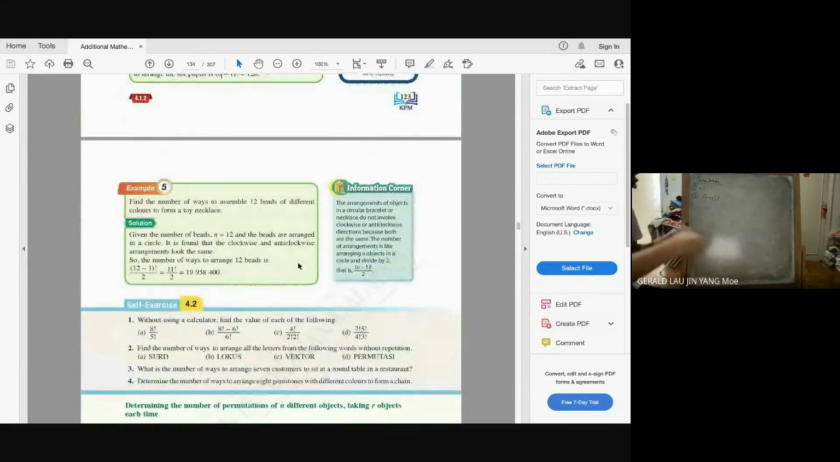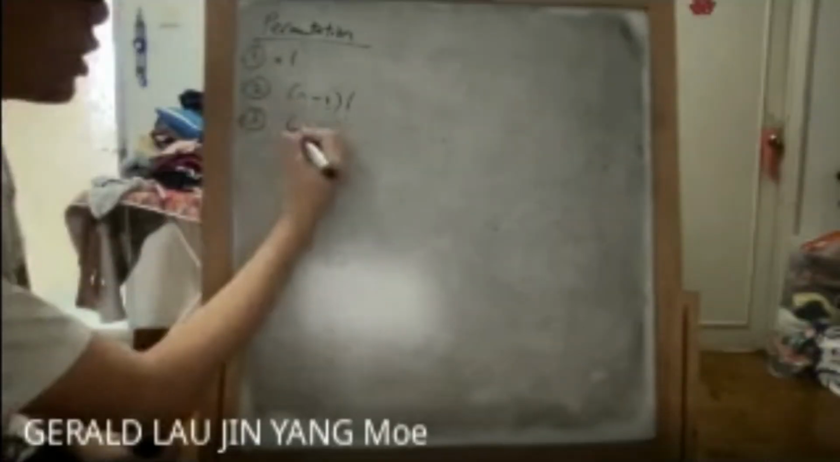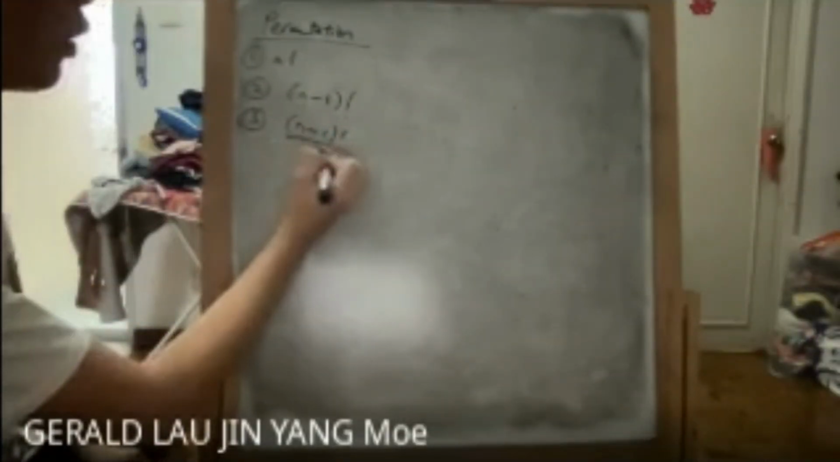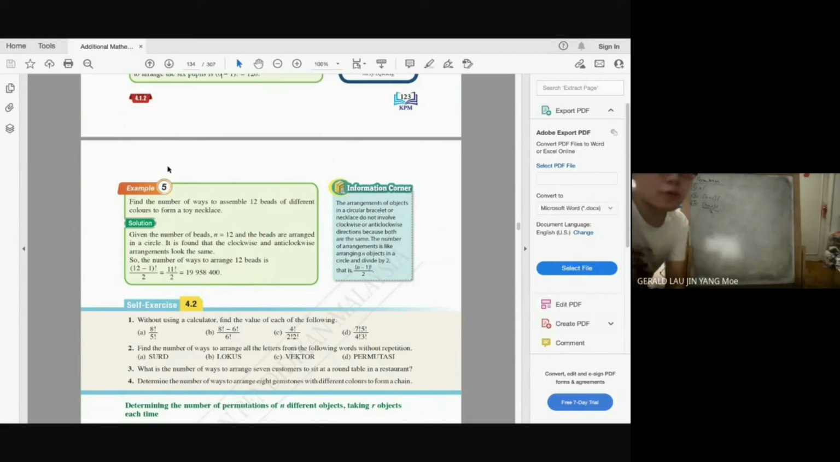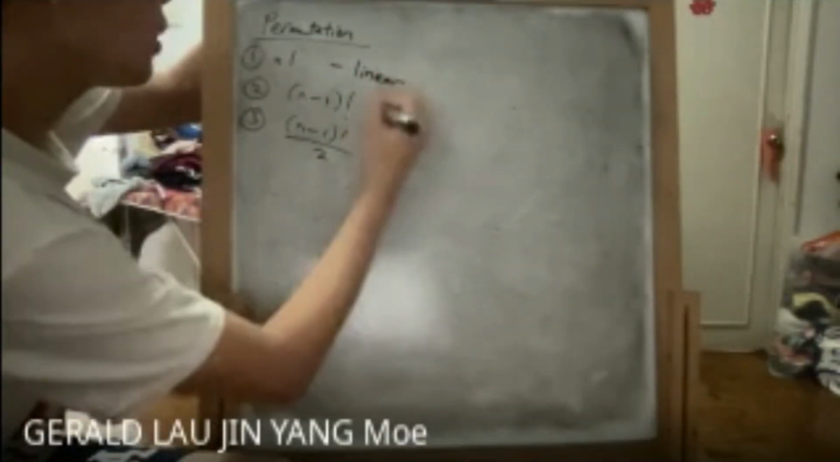But there is also another formula, which is (n minus 1) factorial, and you have to divide by 2. Why? Look at example 5: the number of ways to assemble 12 beads of different colors to form a toy necklace. When you arrange it in a circle, it is also found that the clockwise and anti-clockwise arrangements are the same. So that's why 12 minus 1 factorial, 11 factorial, divided by 2. You have to divide by 2 because clockwise and anti-clockwise is the same. So the first one is for linear, this is for circle.